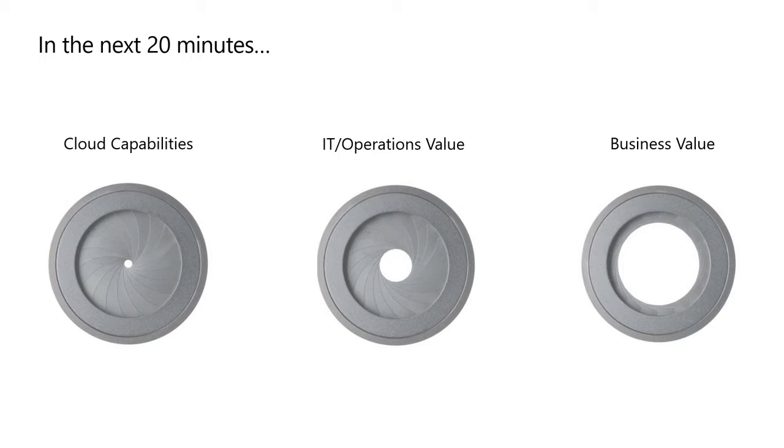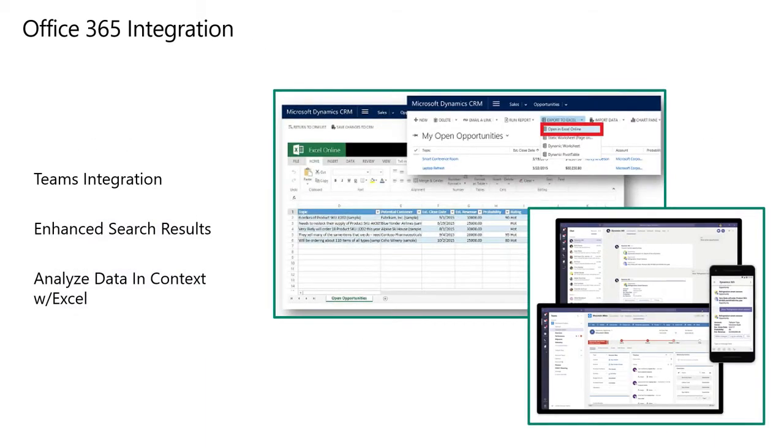And today, in the next 20 minutes, we're going to be focusing on what those cloud capabilities are, widen the lens a little bit to take a look at what the value of those capabilities are for your IT, and widen the lens further, take a look at what that means for your business. It's going to be high-paced, very efficient. Let's get started. So first off, collaboration and productivity.